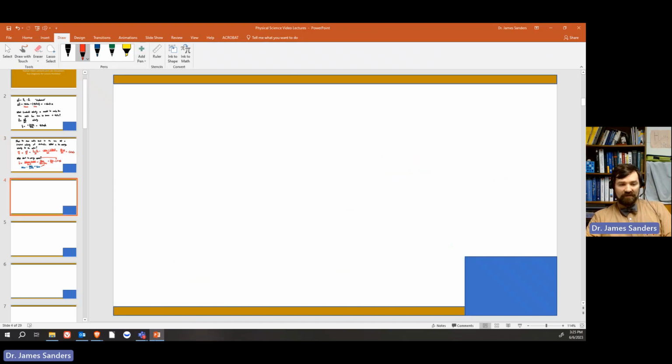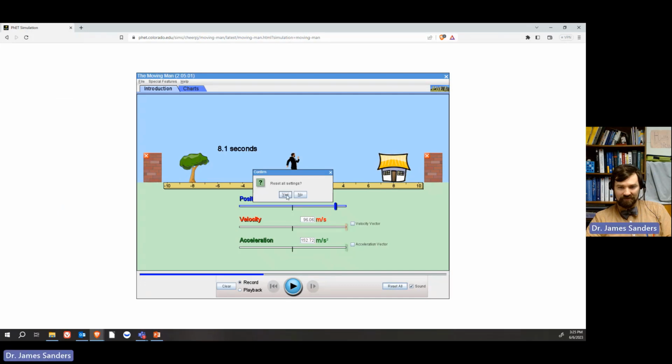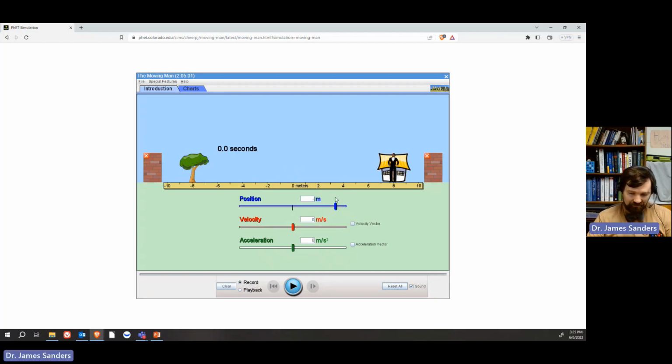Let's do one last question, a little bit harder of a question that we'll use this running guy for. So let's reset everything. Let's put him at -8. So last challenge here. Let's say that he is initially resting by the tree and he decides to start moving towards the house, and he increases his speed steadily as he moves from the tree to the house.